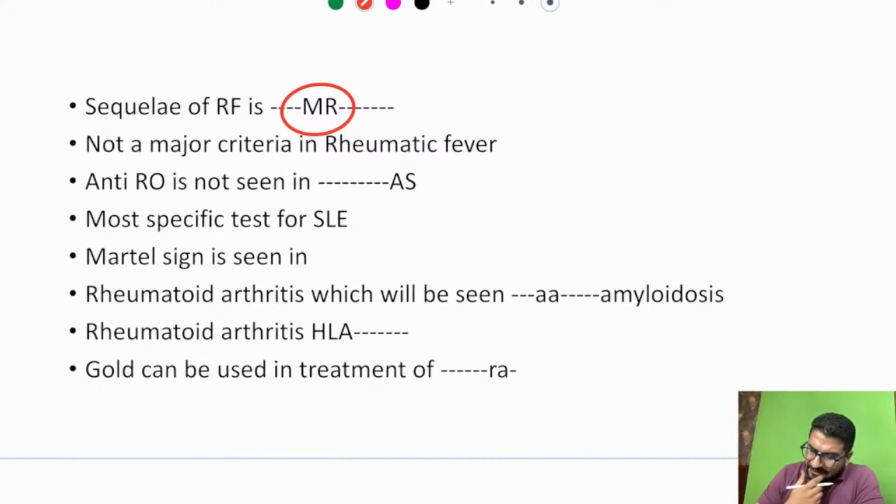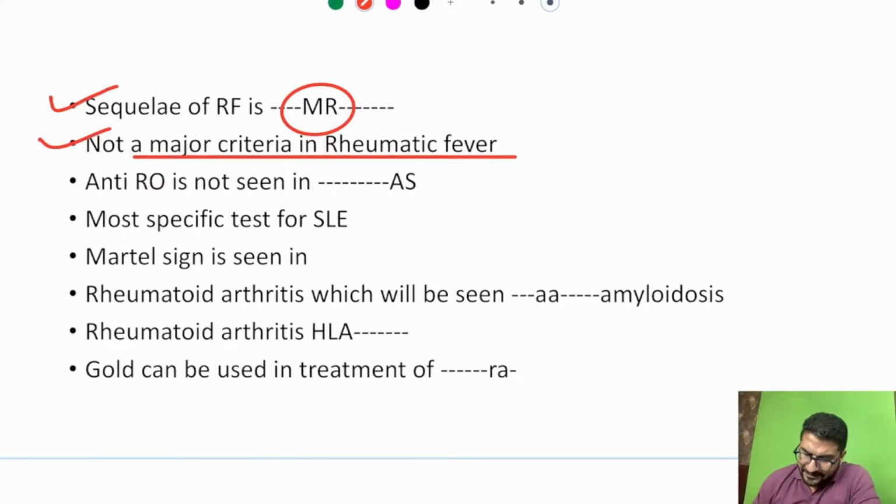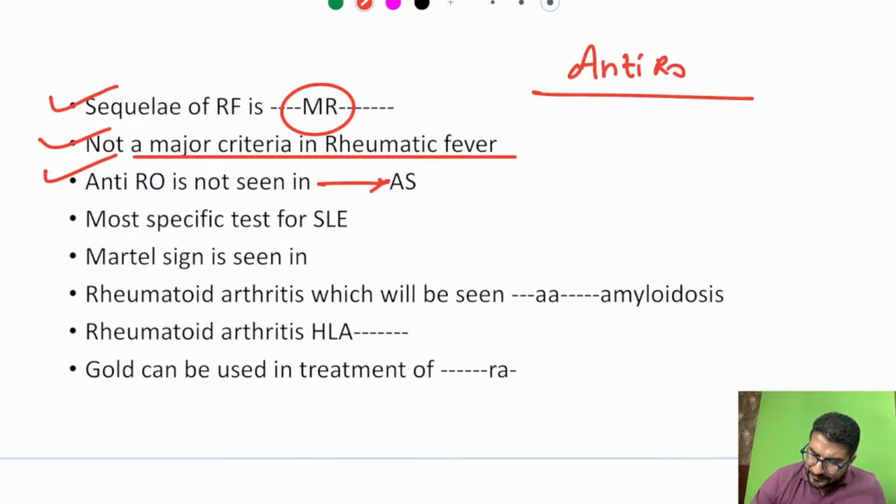Now they ask you, not a major criteria in rheumatic fever. तो उसको हम कार्डियोलॉजी पढ़ेंगे, what are the major minor features. तो ये बार बार इस टाइप का क्वेश्चन आता है एग्जाम में, इसलिए लिखा हुआ है. Antro is not seen in ankylosing spondylitis. Anti-Ro मिलती कहाँ पर? So anti-Ro, where we will see anti-Ro? You will see in Sjögren syndrome.